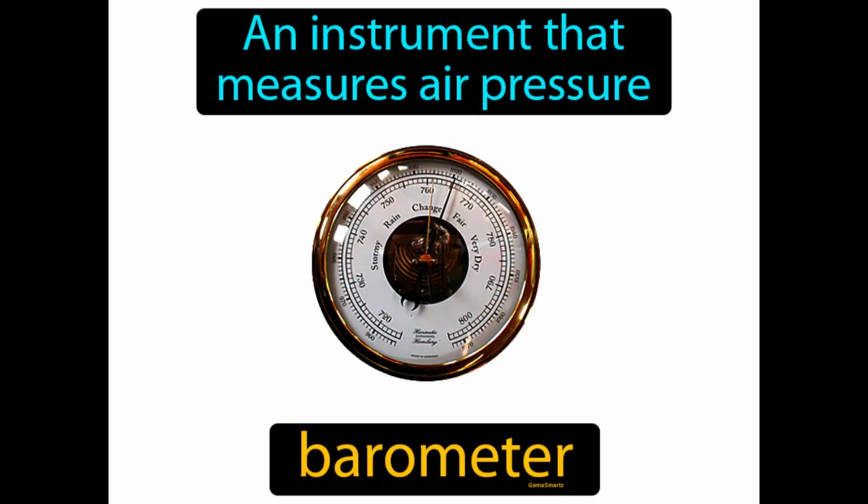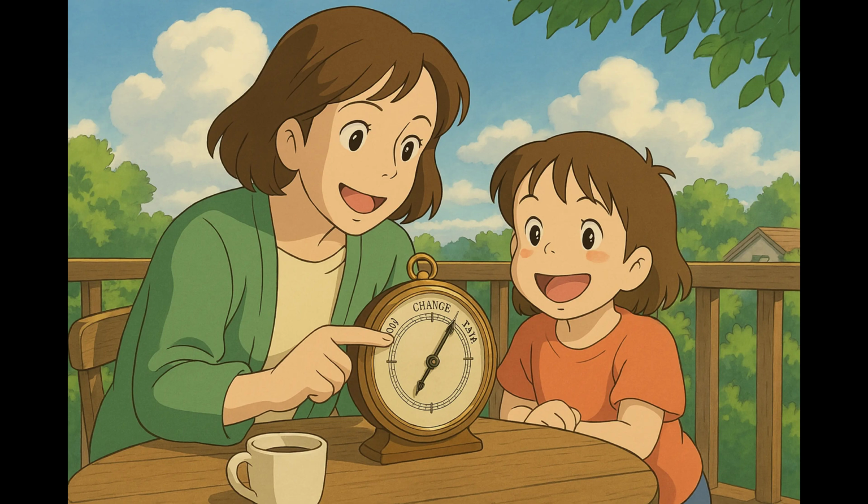An instrument that measures air pressure: barometer. A barometer is a tool used to determine atmospheric pressure, helping forecast weather changes. Imagine you're trying to determine if it's going to rain by feeling the heaviness of the air around you. This is similar to how a barometer works, as it measures the weight or pressure of the air.